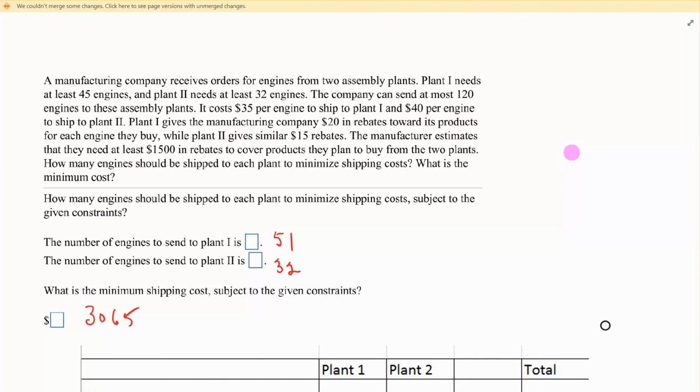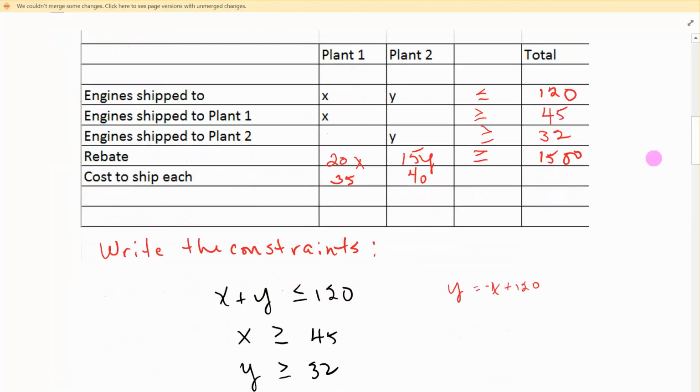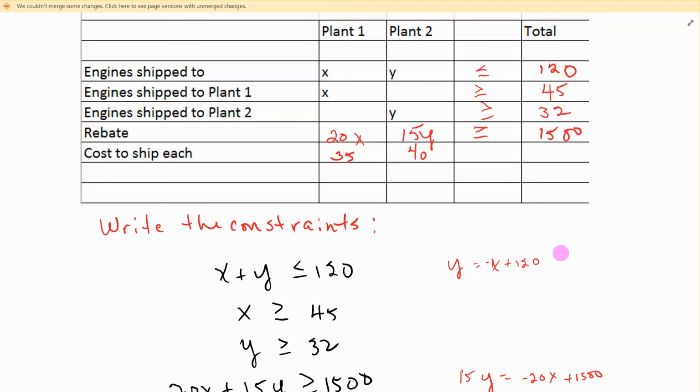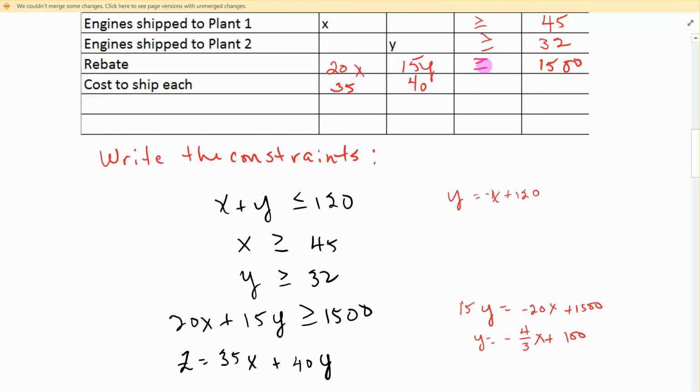Cost to ship each, they say 35 to ship to plant 1 and 40 to go to plant 2. So the objective function is going to be Z equals 35X plus 40Y. And then we take the rest of these: X plus Y less than or equal to 120, X greater than or equal to 45, Y greater than or equal to 32, 20X plus 15Y greater than or equal to 1,500.